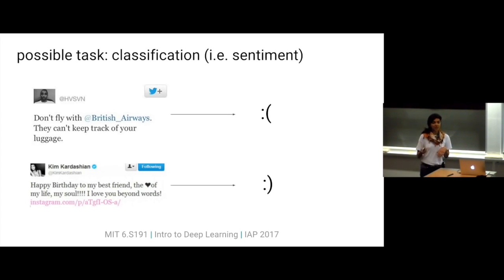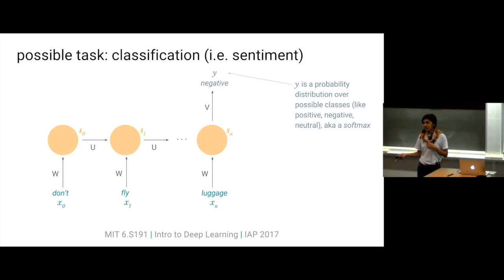Okay, so another possible task is classification. So say we have a bunch of tweets and we want to just determine whether they're good or bad or neutral. And you'll actually be doing this in the tutorials, sentiment analysis on tweets. So the way we would architect this neural network is the same thing, just that we're only producing an output at the end, and our output at the end is a probability distribution over possible classes. And in this case, our classes would be things like positive, negative, or neutral.